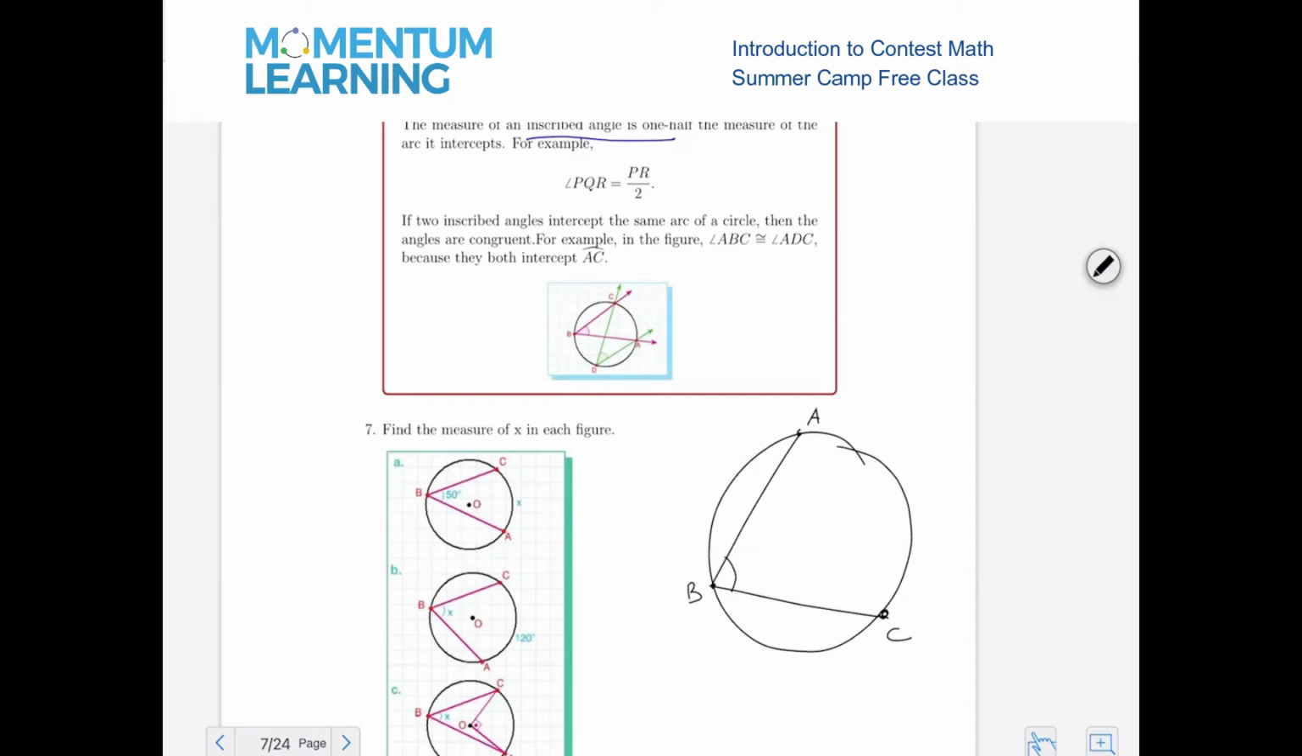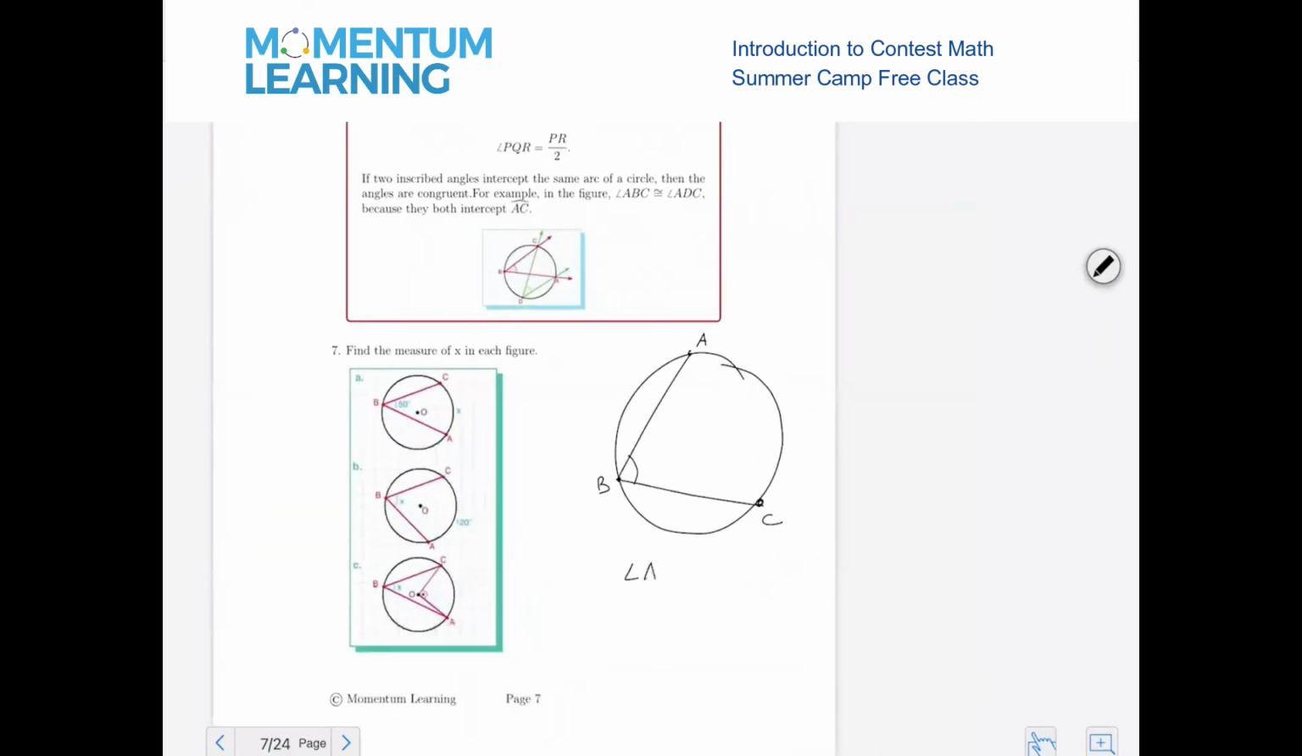And the inscribed angle is 1/2 of the arc across from it. So we know that angle ABC is equal to arc AC divided by 2. But the cool thing about the inscribed angle is that I can draw another inscribed angle that is across from arc AC. If I call this point D, we can see that because it is across from the same arc AC, that means ABC and ADC are exactly the same.